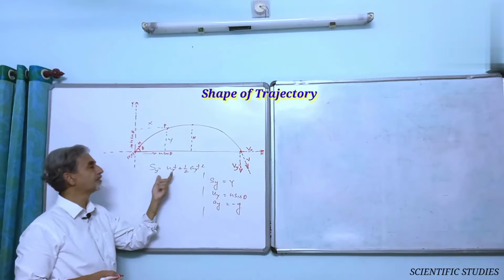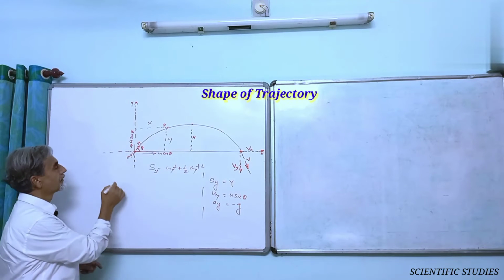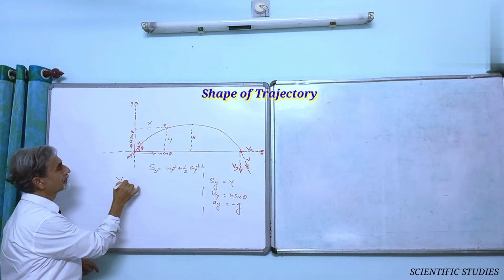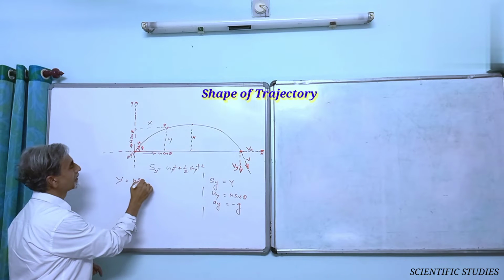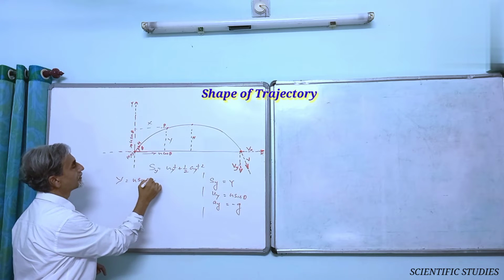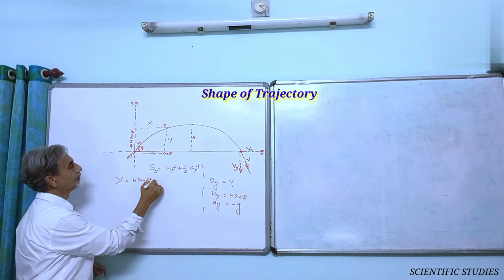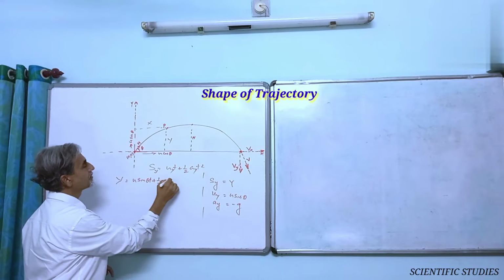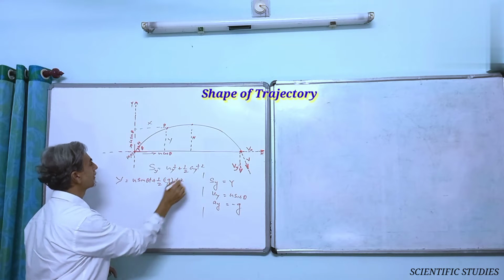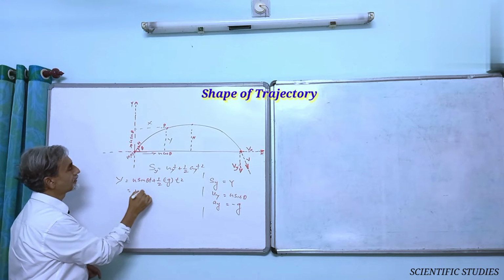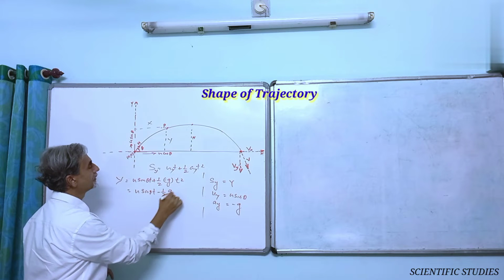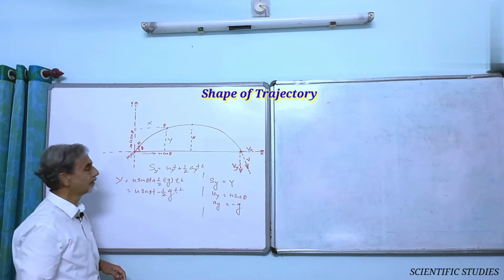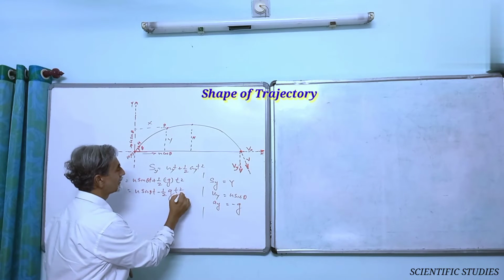Substitute these values in this equation. y is equal to u sin theta t plus half minus g t square, that is y is equal to u sin theta t minus half g t square. Put this as equation number 1.